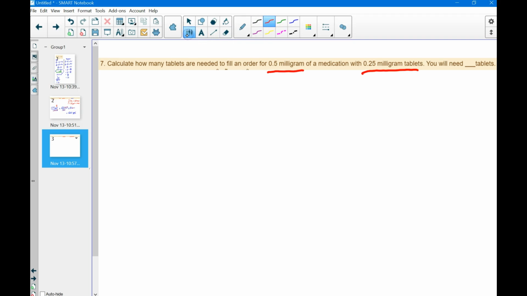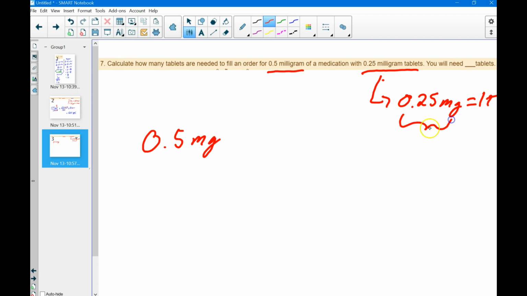So, do we add, subtract, multiply? What do you do? You can divide. That's what I would do. But let's use dimensional analysis as well to make sure we're doing it properly. So we have 0.5 milligrams. Right here, this tells us that we have 0.25 milligrams in one tablet. We're going to want milligrams to cancel out, which means this piece here is on the bottom.